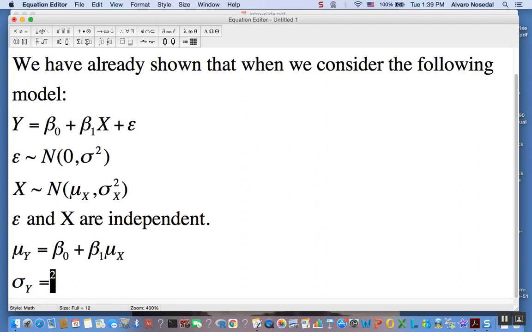We also derived the variance of y, which is also a nice expression. In this case it's given just by beta 1 squared times sigma square sub x plus sigma square.